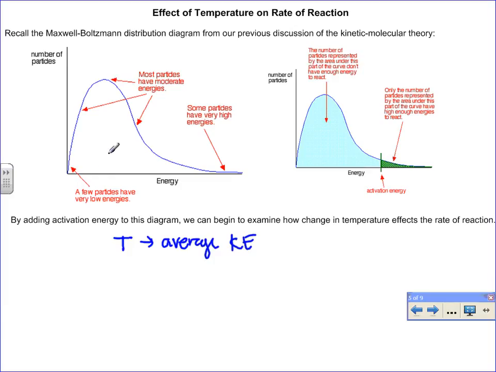Even though we say that the temperature gives us the average kinetic energy, that doesn't mean that all of the particles in the system have a certain amount of energy. Okay? It tells us that there is an overall average, but that means that some of the particles are going to be moving faster, some of them are going to be moving slower, and a lot of them are going to be somewhere around the average.